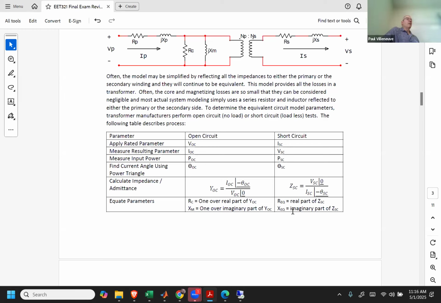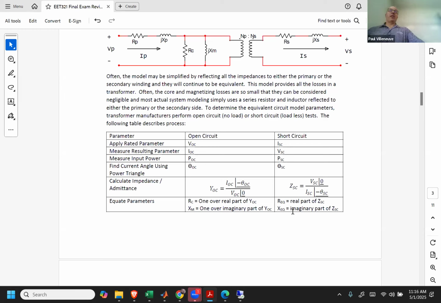And once we do that, we can use our trig identities and our power triangle to calculate the angle between the voltages and the current. Recognizing that that current is going to be lagging, right? It's going to be lagging because this is an inductive circuit.